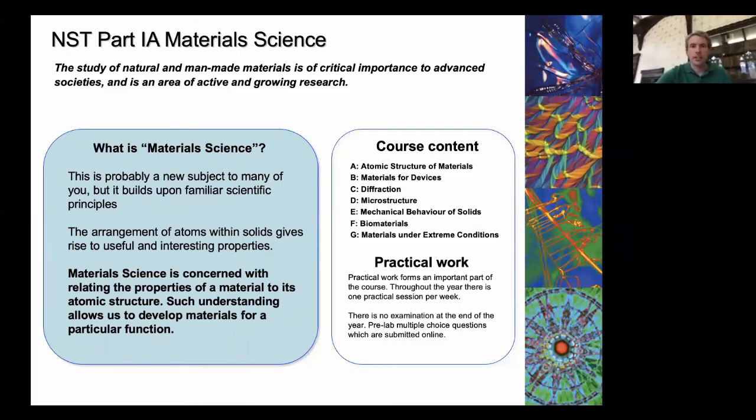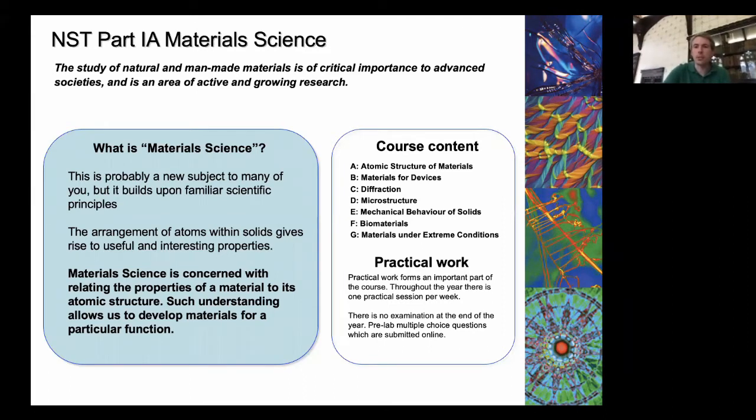Material science is an interdisciplinary subject. You will take elements of physics, chemistry, and earth sciences and bring this together in order to understand a whole range of different types of materials and material systems. The underlying premise of material science is to understand the arrangement of atoms within a solid and how this gives rise to useful and interesting materials properties.